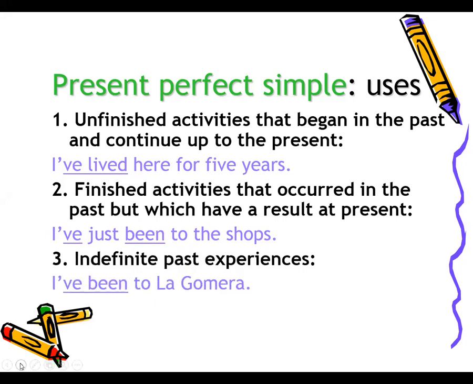Sometimes we use present perfect tense to show indefinite past experience. I have been to La Gomera. Okay, so indefinite past experience, something that has happened and you are trying to point that out in the present time period.